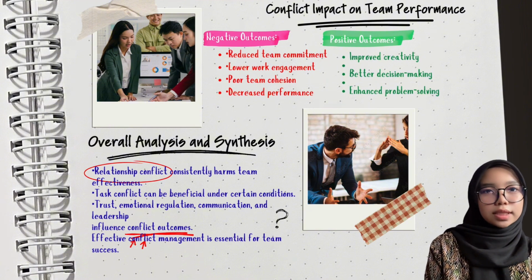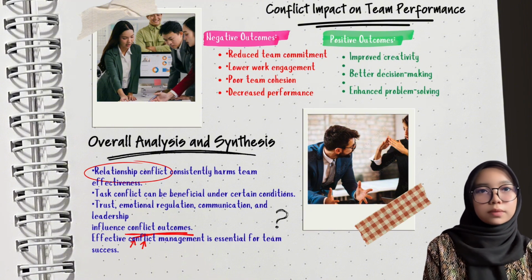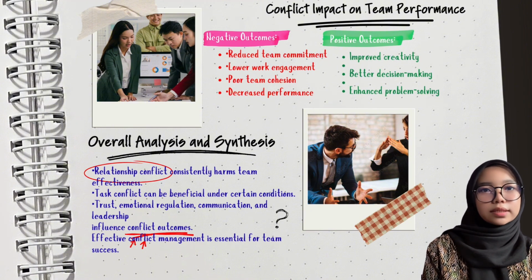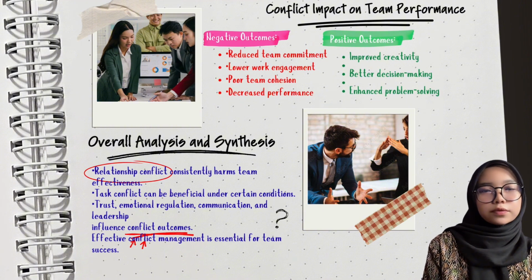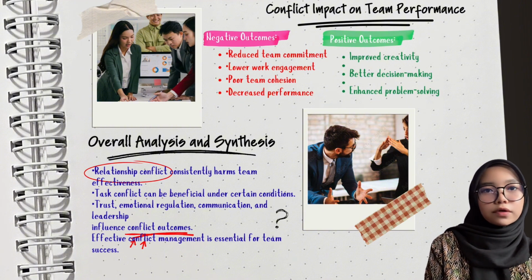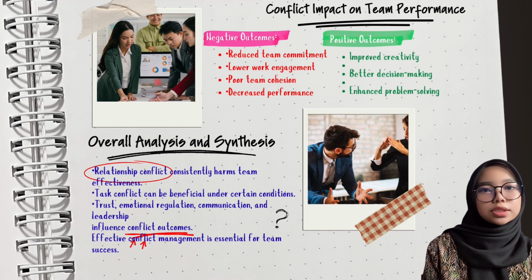However, the findings also indicate that not all forms of conflict are harmful. Several studies found that task conflict can generate positive outcomes when it focuses on work-related issues rather than personal matters. Constructive discussions and differences in opinions can encourage creativity, improve decision making, and help teams develop better solutions to problems. Therefore, the impact of conflict depends largely on how team members manage disagreements within the team.